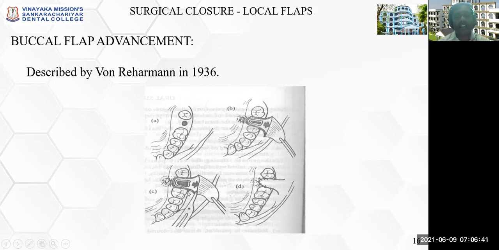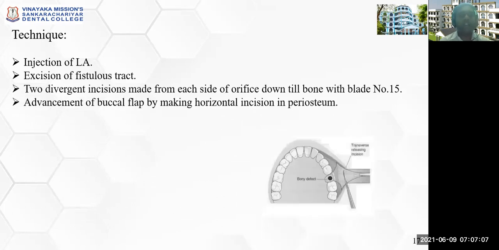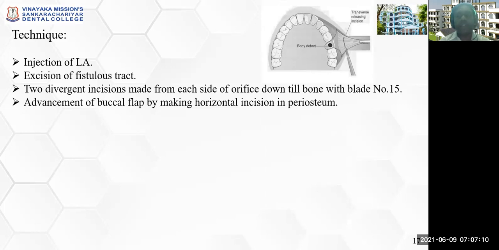You can see the further reflection of the flap by undermining, by scoring the periosteum to facilitate more advancement, here in the C picture. And in D, you can see the advanced buccal flap placed on the oroantral fistula, closed and sutured. Basically, you should give the LA and excision of the fistulous tract, as I told before. Two divergent incisions, you can see in the picture, are made on each side of the orifice down to the bone with the help of BP blade number 15. And you can advance the buccal flap by making a horizontal incision in the periosteum. Again, you can see that in the picture.